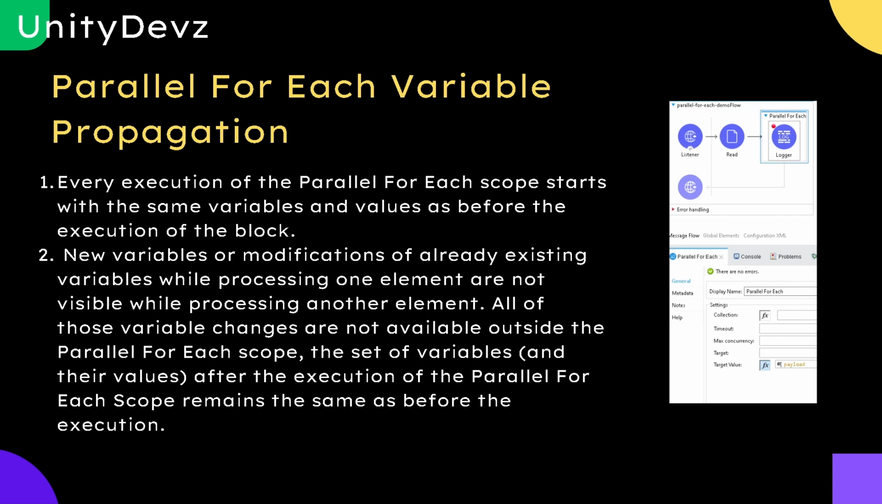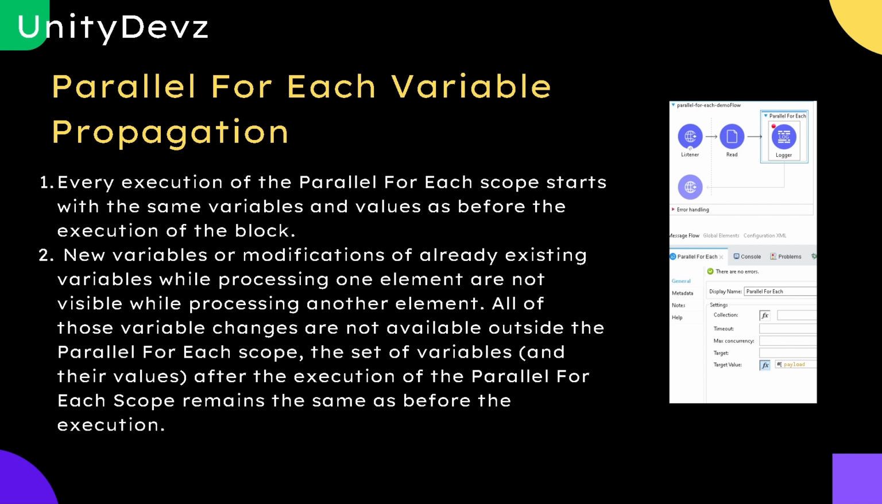As you saw in the previous for each concept, whenever we changed the value of a variable in the first iteration, that same modified value was visible in the next iteration. In parallel for each it's the opposite case. Whatever variable values you have initially, that same value will be visible across the different elements that are executing parallelly in parallel for each.